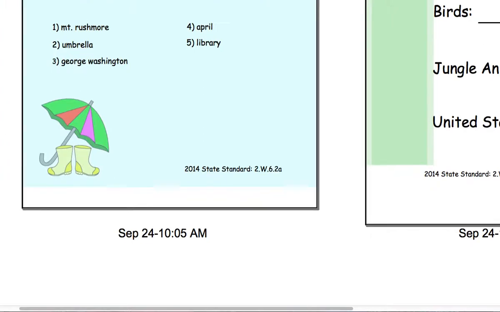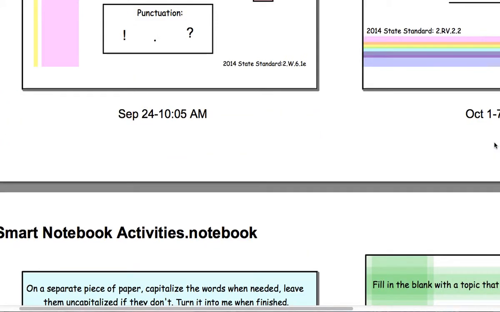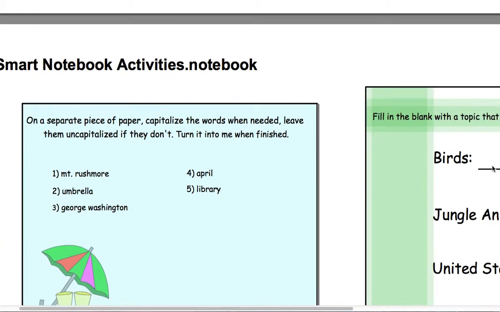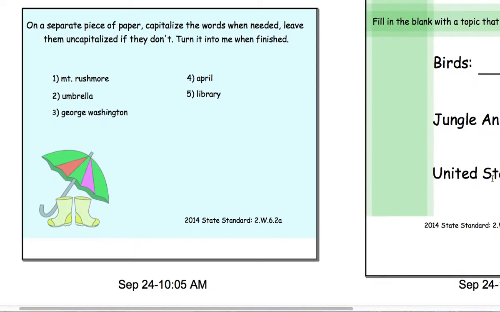Going down until the 5th activity, I believe. This is having them actually take out a piece of paper and see what they're doing. On a separate piece of paper, capitalize the words when needed. Leave them uncapitalized if they don't. Turn it into me when finished, a great way to just evaluate them and check on them. So Mount Rushmore should be capitalized, George Washington, and April should all be capitalized.